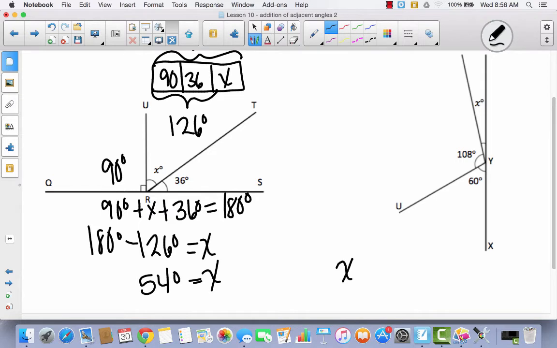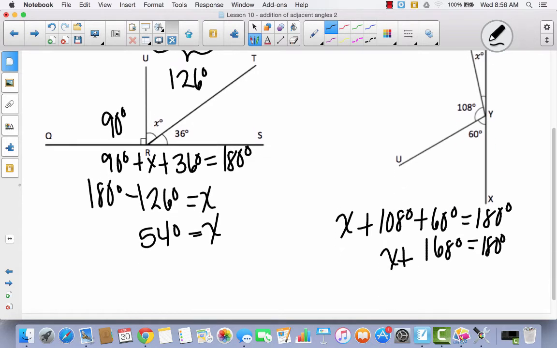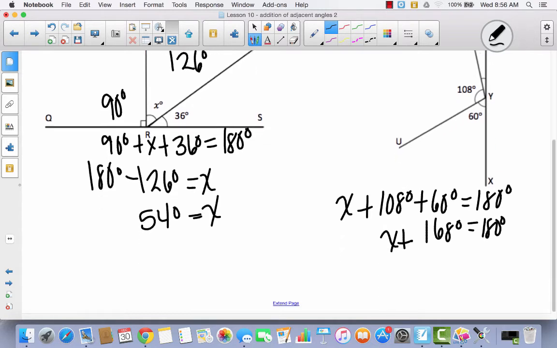Okay, so I have x plus 108 degrees plus 60 degrees again equals 180 degrees. So x plus, I'm going to add these two together, that would be 168 degrees equals 180 degrees. So as you can see from the model, x is pretty small, and I can already tell when I subtract, this is going to give me a small number.